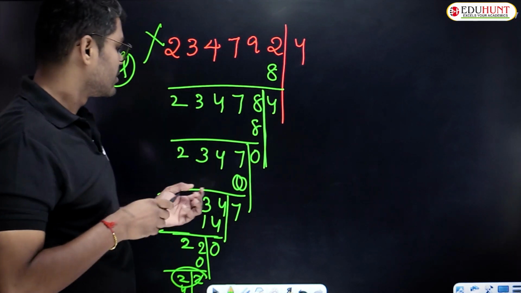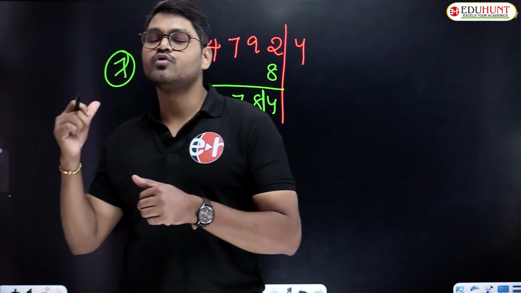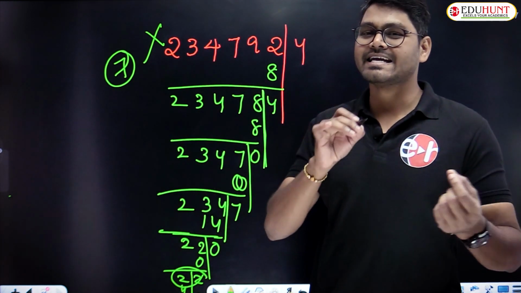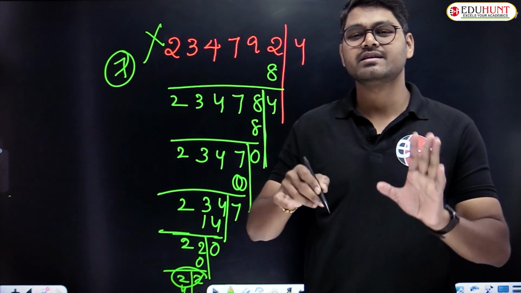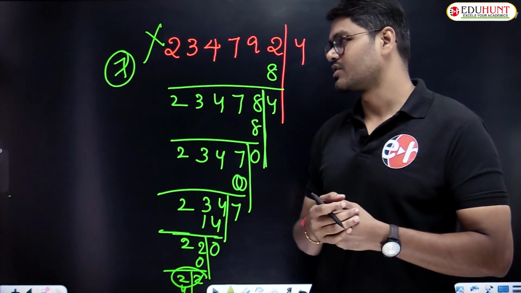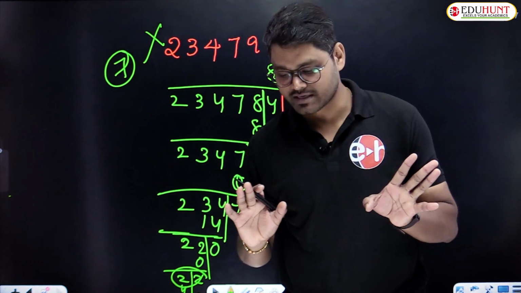Very easy only. Okay, instead of doing this much big procedure, you can directly divide the given number by 7. That is very easy, easier than this one. Okay, did you understand? Okay.